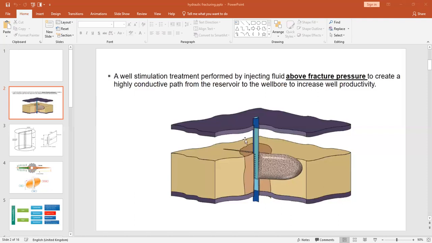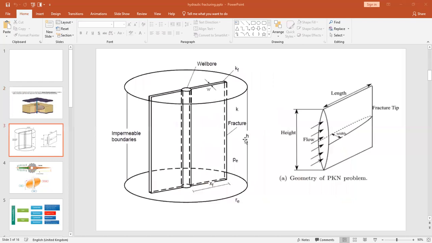All right. So generally, when you perform that fracture, it looks like this. There are various models that we are going to explain. We have this on the left here, where we have the geometry of the PKN model. This is one type of model. There's another type of model which we are going to discuss. But generally, this is how the fracture looks like.